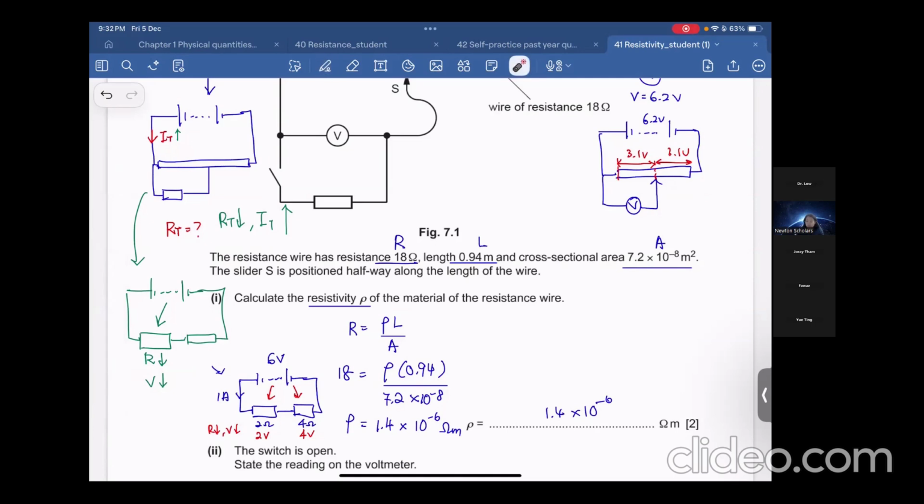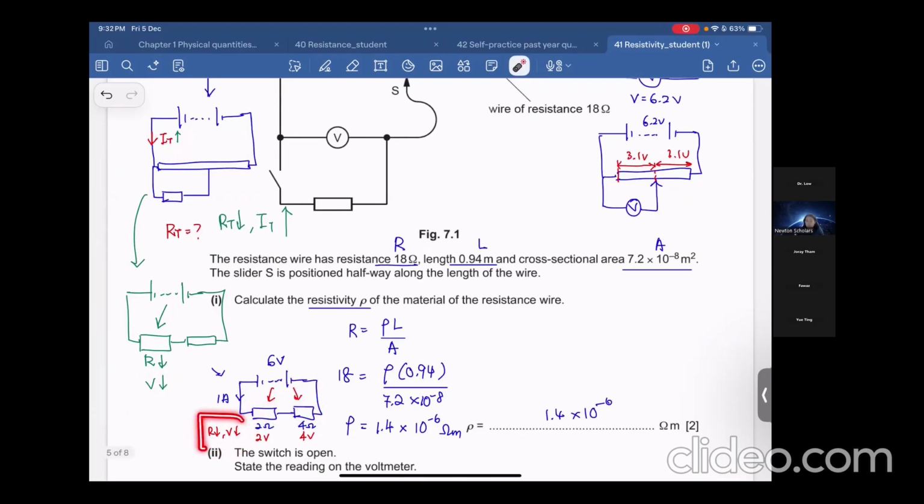Okay, this concept is only for a potential divider. When the components are connected in series, we can only apply this concept. 2 ohm only receives 2 volt, 4 ohm receives 4 volt. So for this one, just now, when the circuit is closed, this part resistance actually becomes lower because of the parallel. When resistance becomes lower, the voltage share will decrease. Of course, the voltmeter that we connected here will show a decreased reading. Is that clear?